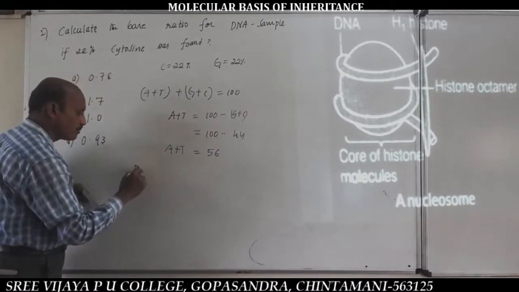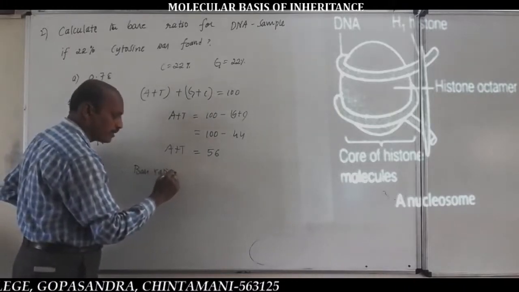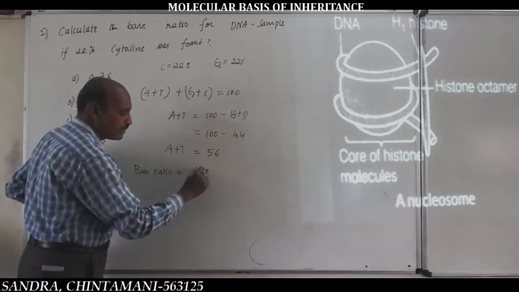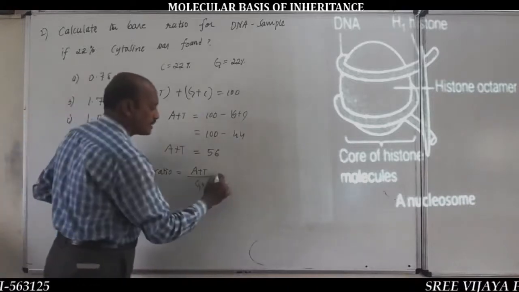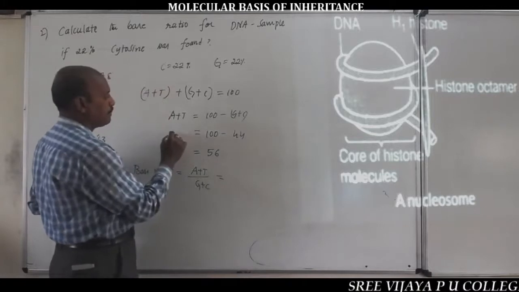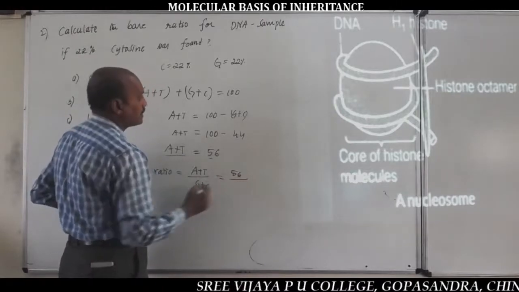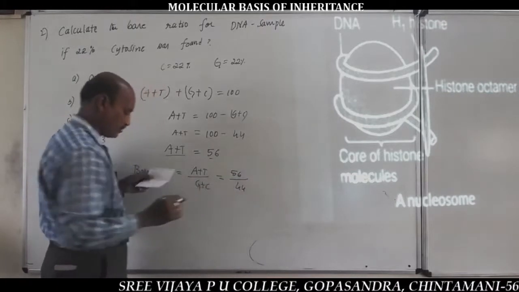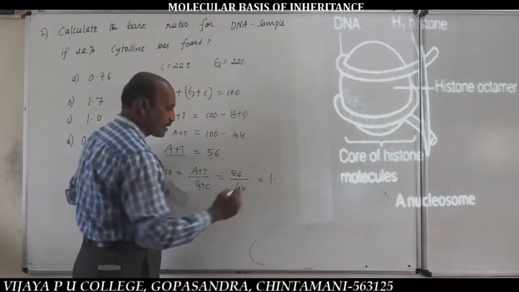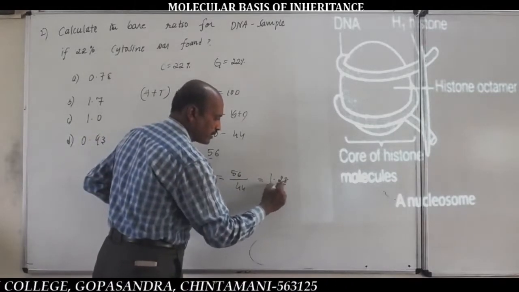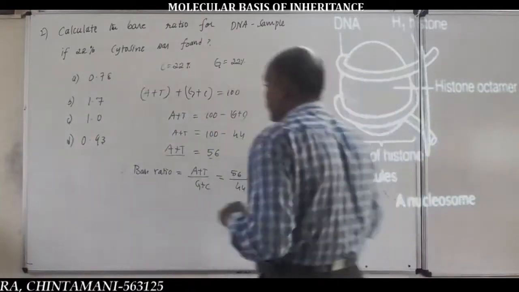So, the calculation of the base ratio is A plus T by G plus C. Here A plus T equals 56 and G plus C is 44. The solution answer is 1.28.